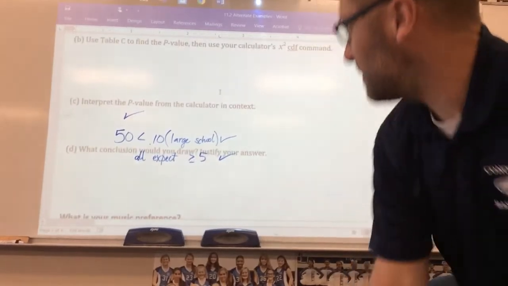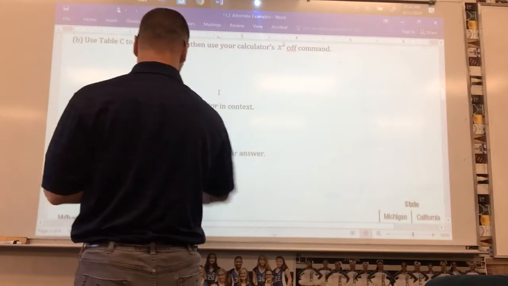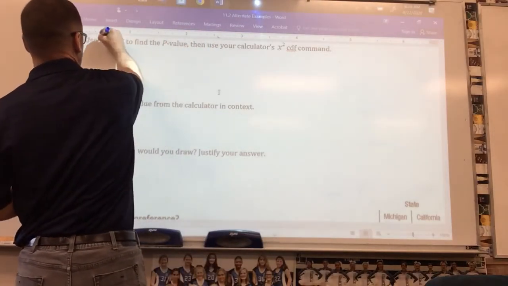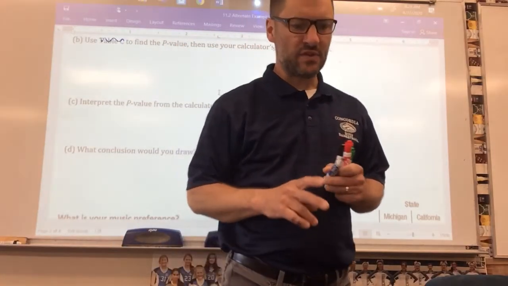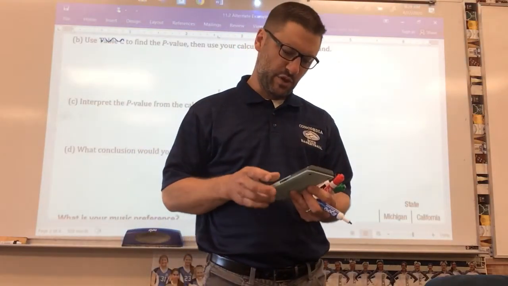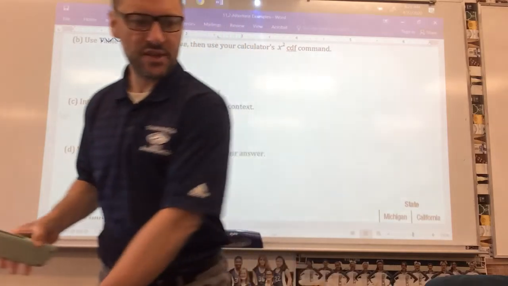Use table C to find the p-value. Then use your calculator's CDF command. This isn't even very accurate. I'm going to be honest with you. I don't hardly ever use table C to do that. So I'm going to go in and I'm going to find it on my calculator. You do this with me. Make sure you're punching in the buttons. You'll be required to do this on your assessment in this chapter.